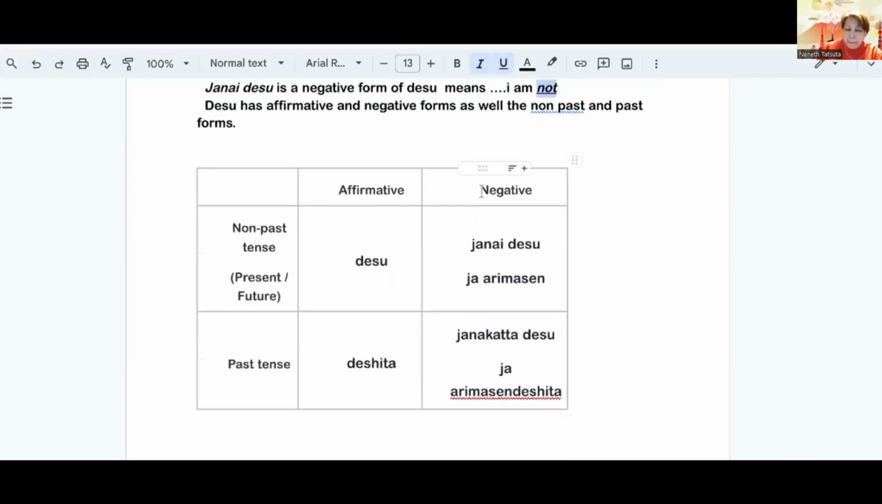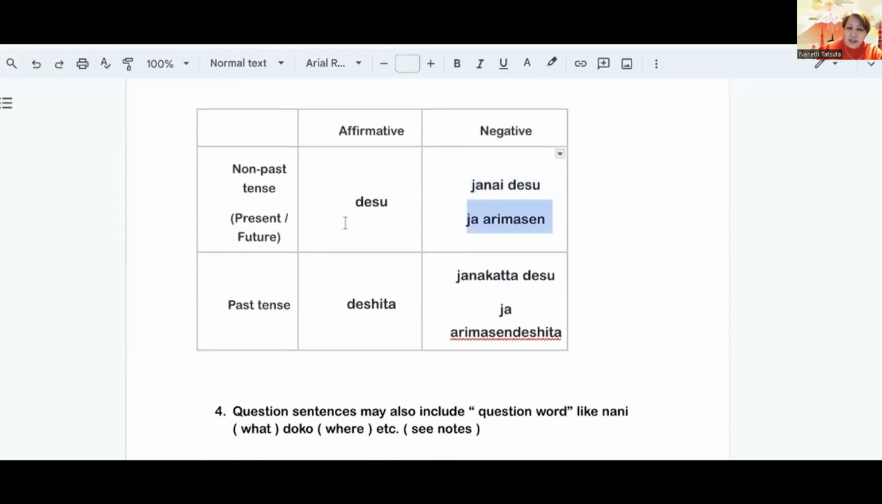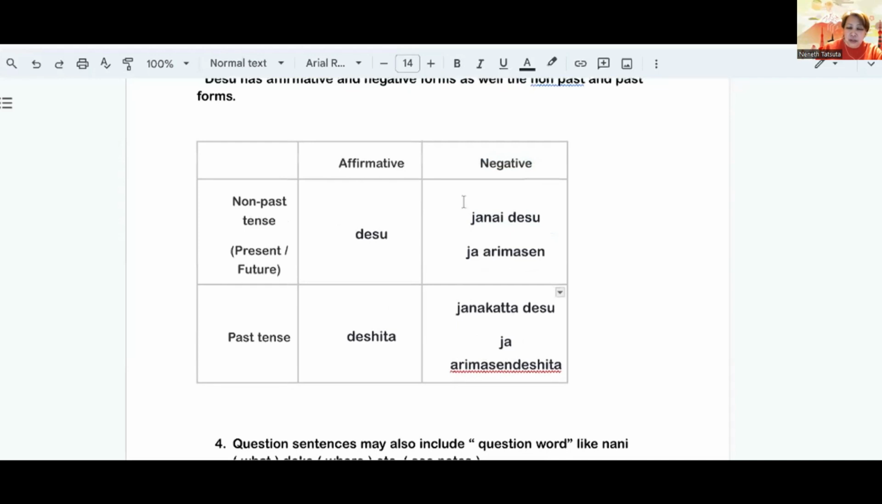Negative form. Janai desu, the negative form. Now, this ja arimasen is your future. Janakatta desu is your past. Ja arimasen deshita is the polite way, okay? But we were going to teach this later. But I just want to show you that the affirmative is desu and the negative is janai desu.